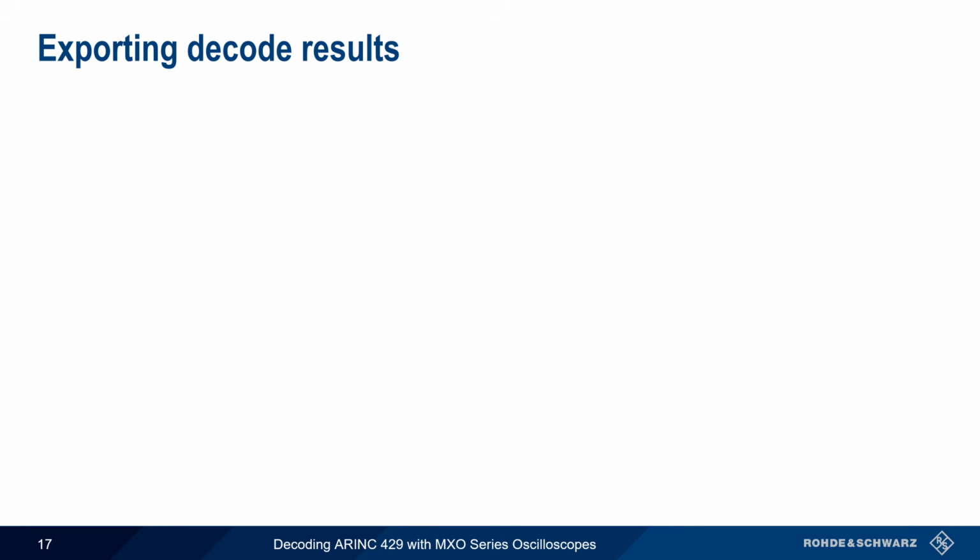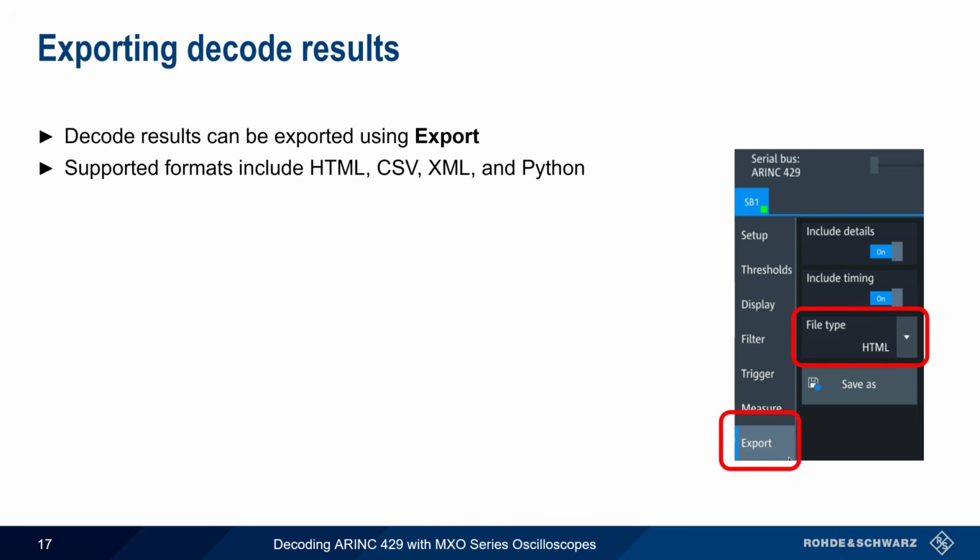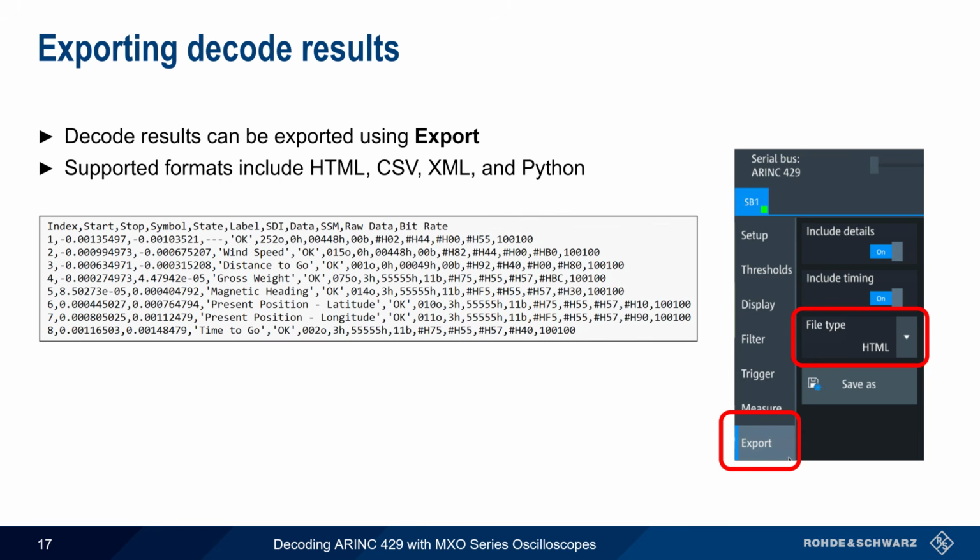Before we conclude this presentation, it's worth noting that decoded results can be exported by choosing Export Results from the Shortcuts menu. The supported export formats include HTML, CSV, XML, and Python. The CSV example here shows the type of data included in the export, timing information, as well as the decoded values for each individual frame.